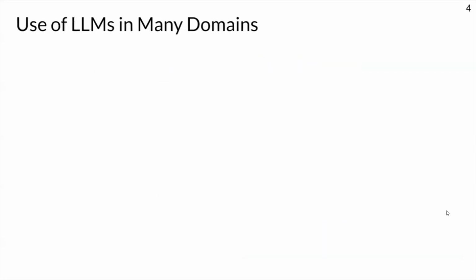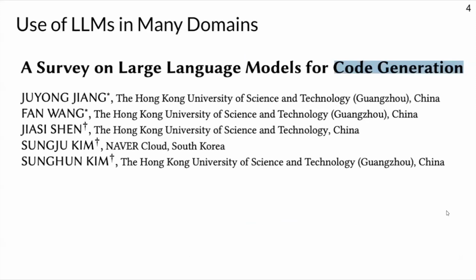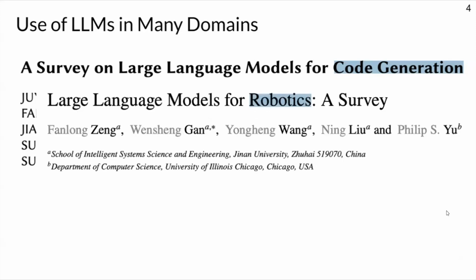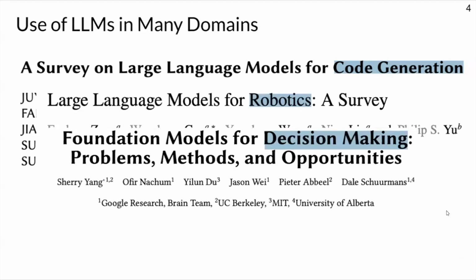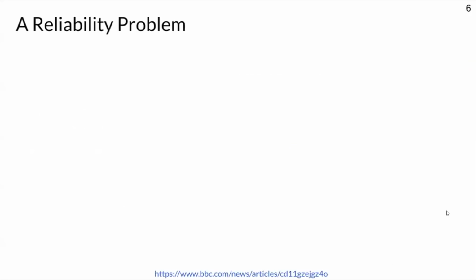Starting with today's talk, the motivation is that we have been using LLMs in many different disciplines, such as code generation, as many of us use Copilot and others, and also robotics, decision making, computational social science, amongst others. However, a problem does arise about reliability.